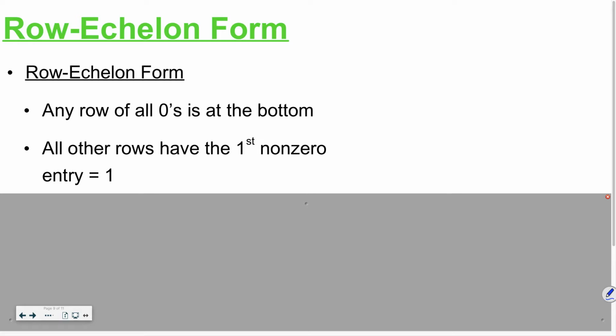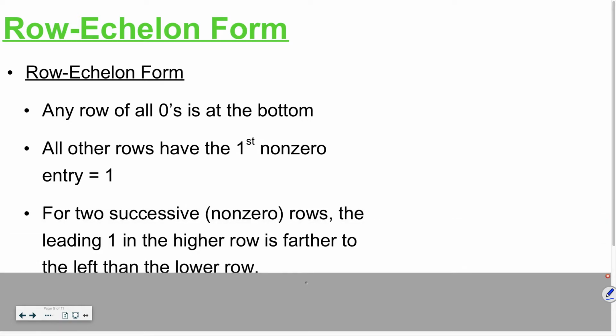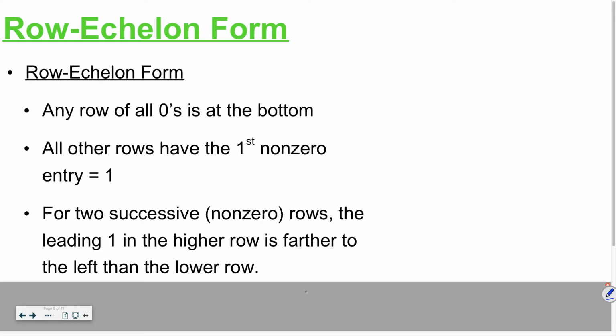It is okay if that doesn't make sense right this minute. I will give you a visual after we get our third stipulation written down. And this is the biggest, okay? For two successive non-zero rows, the leading one in the higher row is farther to the left than the lower row. Just write it down, and then I'm going to give you a picture, or a matrix.